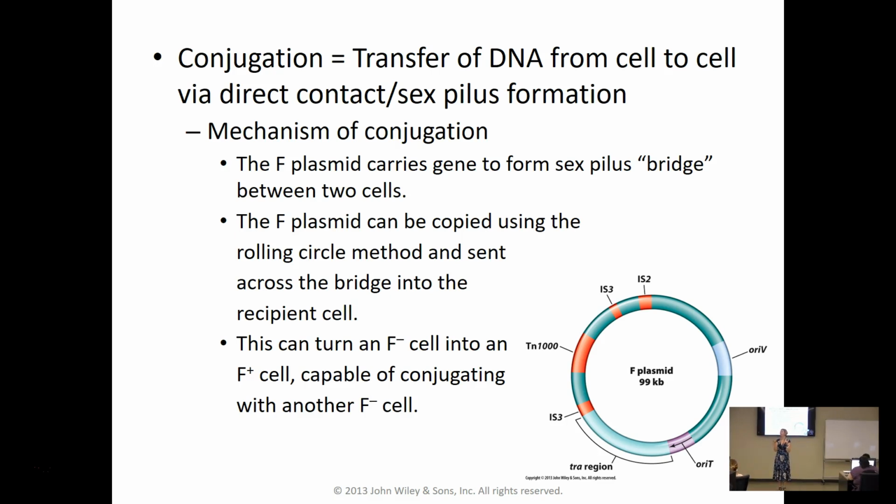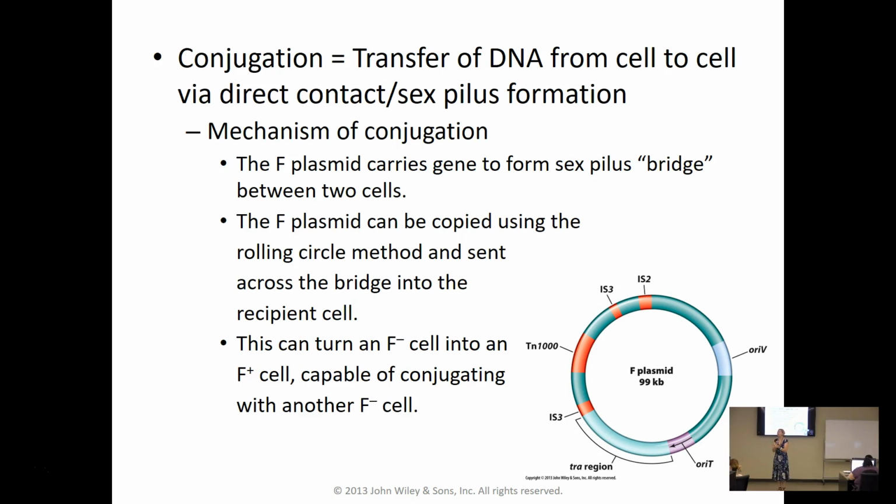On that circular piece of DNA is the ability to make that sex pilus. So only bacteria who have this plasmid can do conjugation. But once they give some other cell this plasmid, they too can do it. So when they don't have it, they're termed negative, and when they get the plasmid, they're plus.